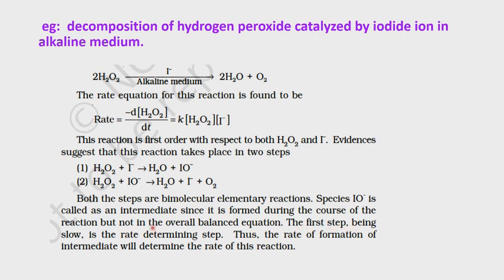The first step being slow is the rate determining step. This is the rate determining step. It is a very slow step. The rate of formation of intermediate will determine the rate of the reaction. Okay. Listen students here. Yes, the first step being slow is the rate determining step. That means this is the first step. This is a slow step.